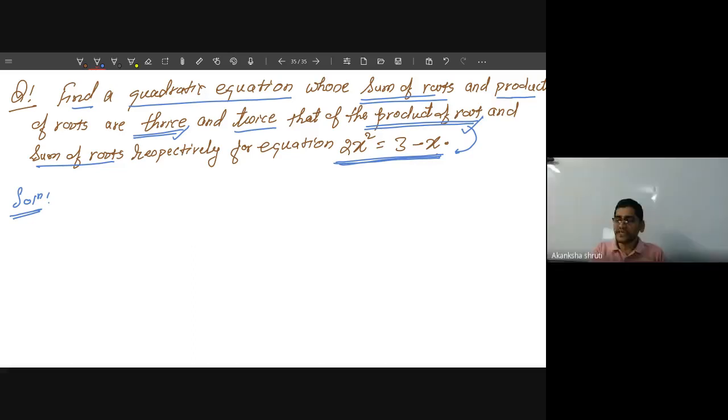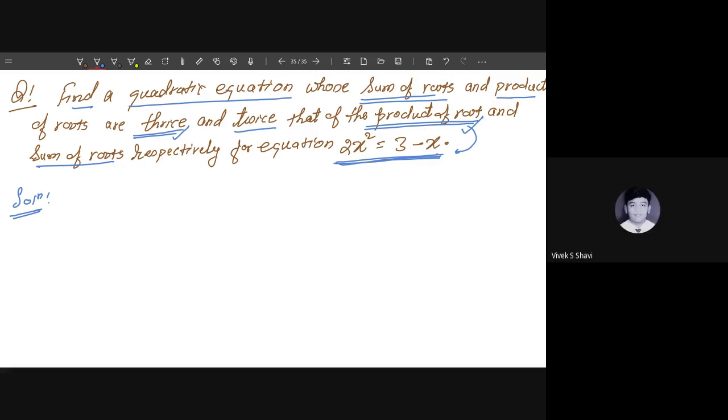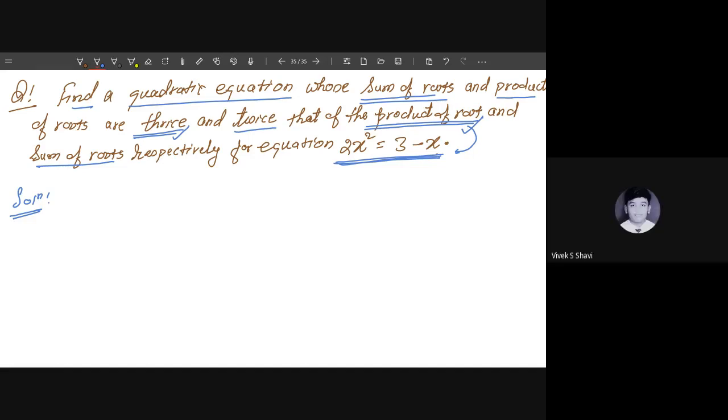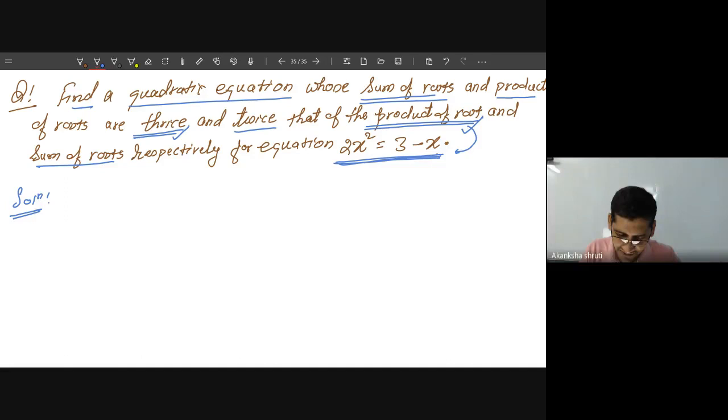Sir, yes, tell me. So thrice of product of roots or thrice of sum of roots? थ्राइस एंड ट्वाइस. थ्राइस मतलब 3 टाइम है और ट्वाइस का मतलब है 2 टाइम है. वन इज थ्राइस, अनदर इज ट्वाइस.